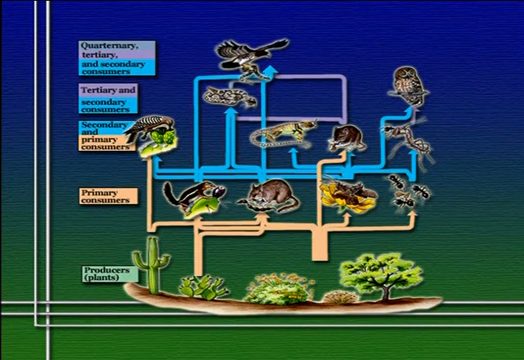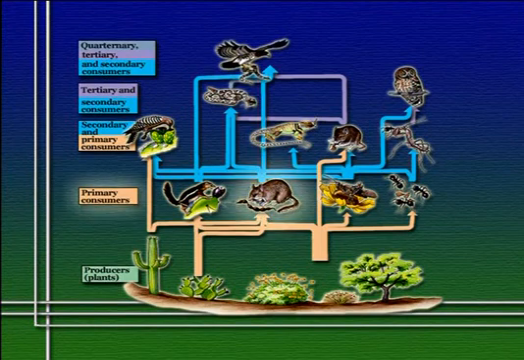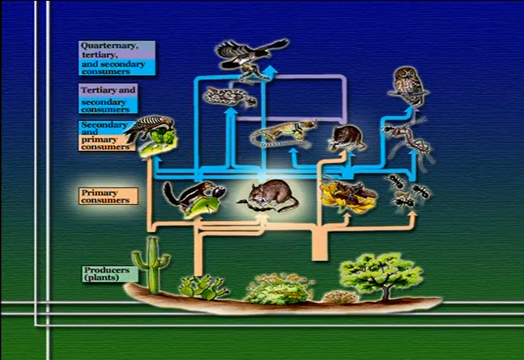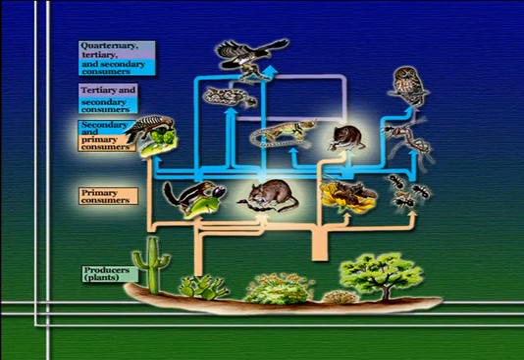Now, one of the reasons that it's hard to characterize trophic relationships in a single chain is because many consumers fit into more than one trophic level in an ecosystem. For example, most rodents are primary consumers because they eat plant parts such as seeds. But rodents also can be secondary consumers when they eat insects, which themselves have eaten plant parts.